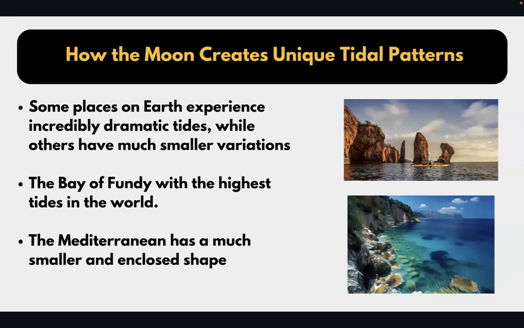On the other hand, in places like the Mediterranean Sea, the tides are much smaller, with the change in water levels often only a few inches to a foot, due to the fact that the Mediterranean has a much smaller, enclosed shape. The tides are restricted and less amplified. In these cases, the moon's gravitational pull doesn't have the same expansive area to work with, making the tides less noticeable.